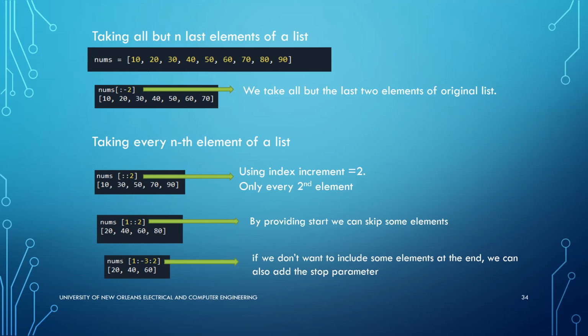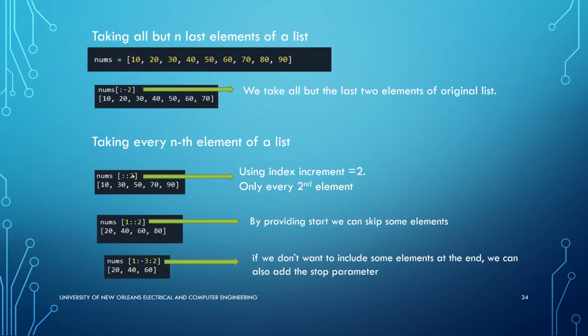Some of the other things we can do is take in every nth element of a list. And this is another case here. This is using an index increment of 2. The starting and the stopping indexes are not indicated, so we know that by default the starting index is going to be 0, the first element, and then it's just going to go one element at a time, until the end because there's nothing indicated here.